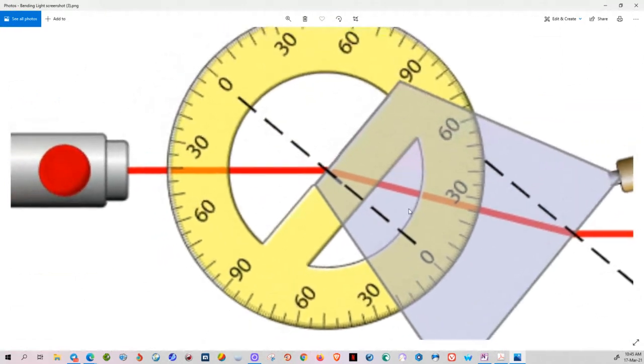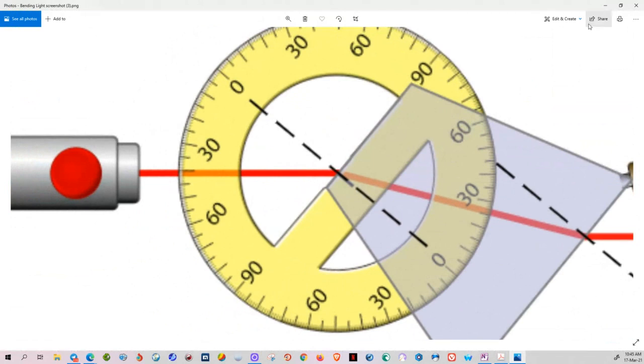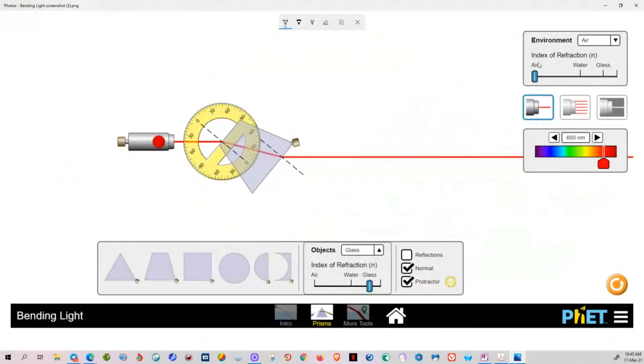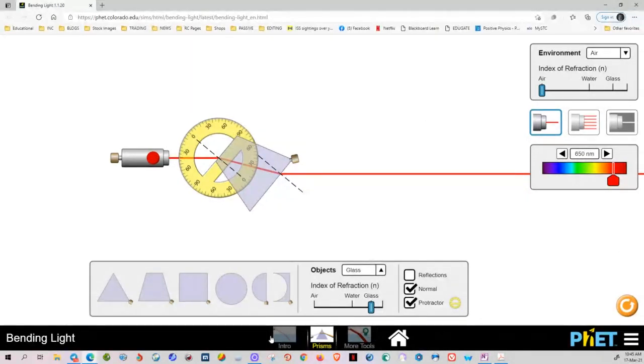What's next? You have to read the angles. Okay, I will go to edit and draw on this figure. Now, when you draw on the figure, you can see that it's actually become small again. So there is another technique for a screenshot where you can draw on the figure easily.